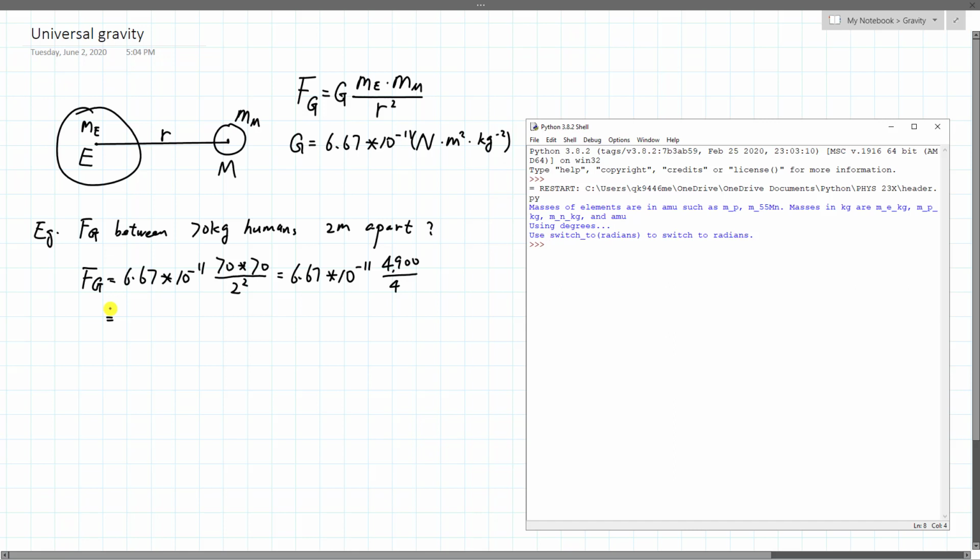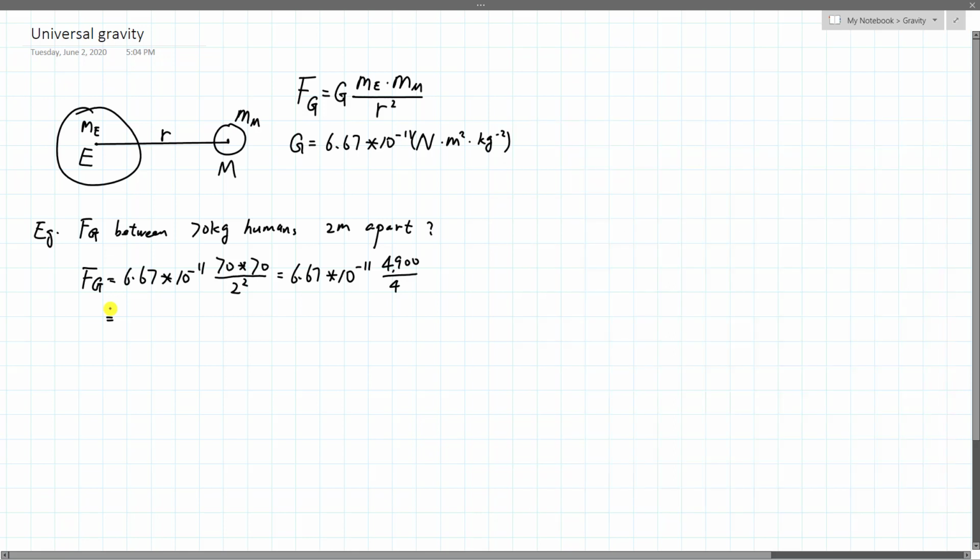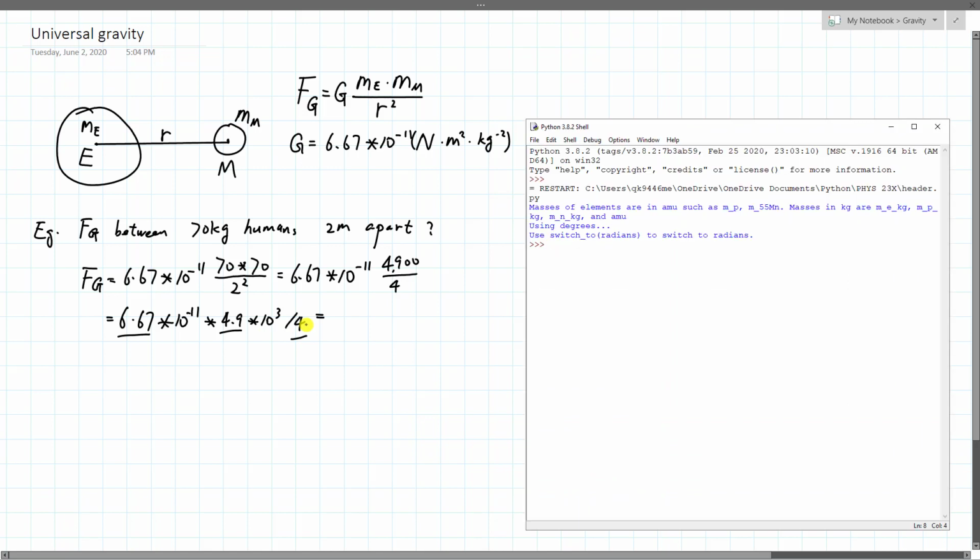So let's write this down before we calculate. 6.67 times 10 to the minus 11 power, then times 4.9 times 10 to the third power, then divide by 4. So now we only have to do the 6.67, 4.9, and 4. And let's do that. So 6.67 times 4.9 divided by 4.